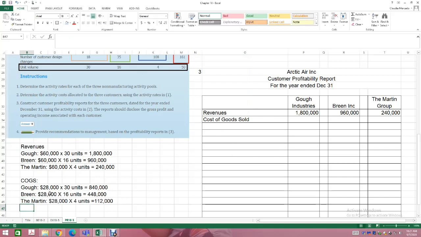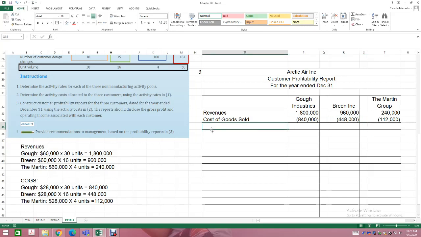So now I've got my cost of goods sold for each. Now, because this is my cost of goods sold, these are going to be in deduction, in parentheses, because I'm subtracting them. So I'm going to have negative 840 because this is a cost, so I'm going to deduct. That's 840, that's going to be 448, and that's going to be 112. So that is how much money I spent to manufacture my cooling units. That is how much I sold them for.